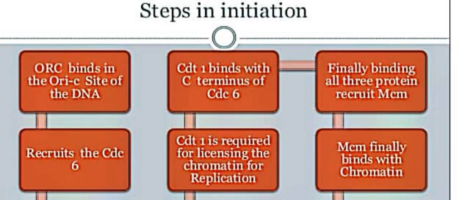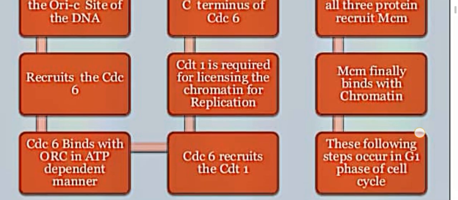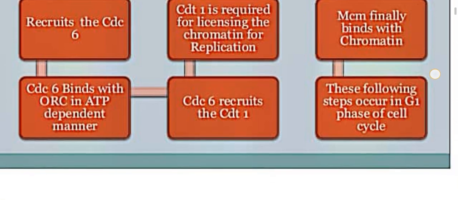So CDT1 binds with the C terminus of CDC6. Finally, all three proteins bind and recruit MCM. MCM finally binds with chromatin. These steps occur in the G1 phase of the cell cycle.